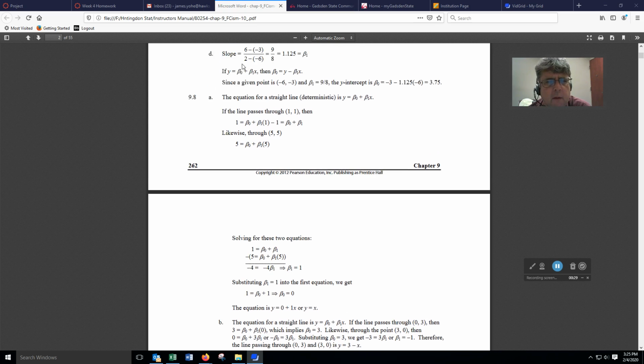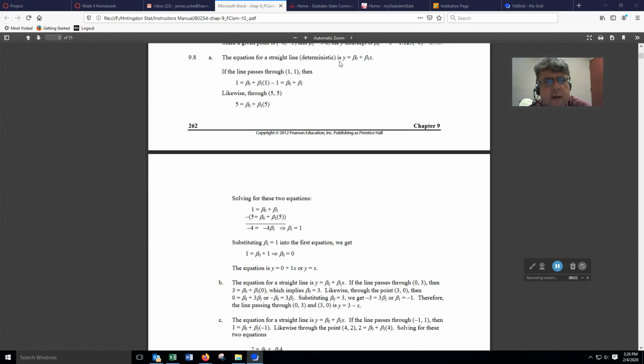And they give you, let me go up to the question here. There we go. Equation for a straight line: y is determined by b sub naught plus b1 times x. This is a deterministic model. Now they say that if this line passes through (1, 1), then 1 is equal to beta naught, that is your y-intercept, plus beta 1 times 1 minus 1. This is the slope of the line for a linear relationship. This is a very simple regression model. We'll get more complex later, but this is a univariate model.